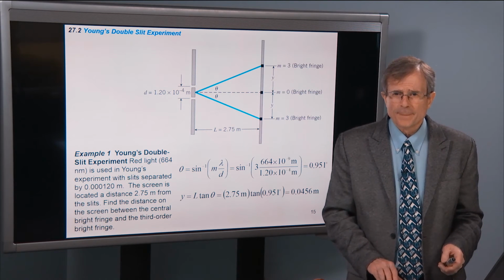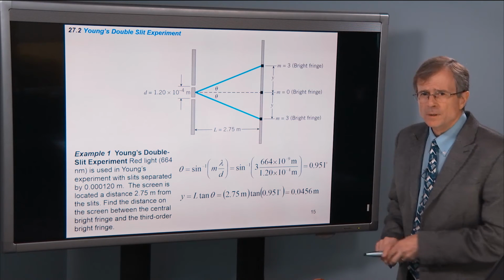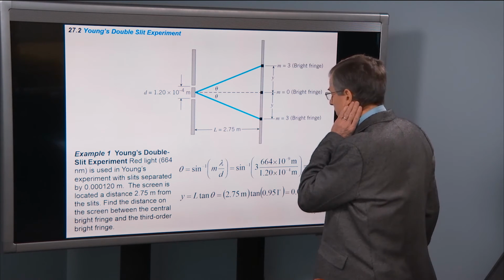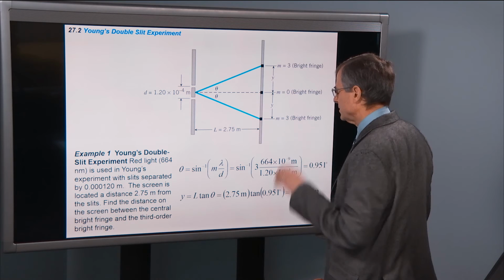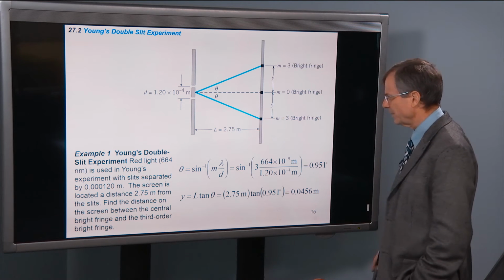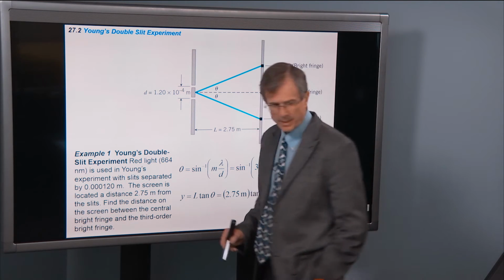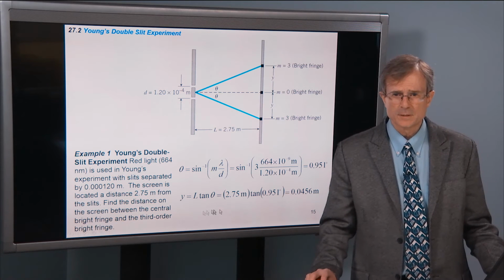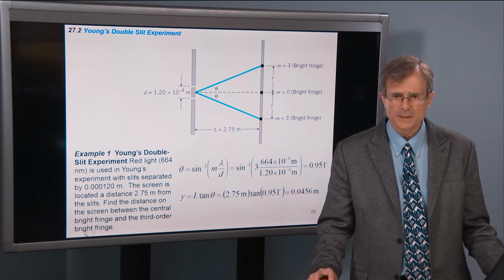All right. An example, let's see. Red light is used in Young's experiment with slits separated by this tiny, tiny distance.